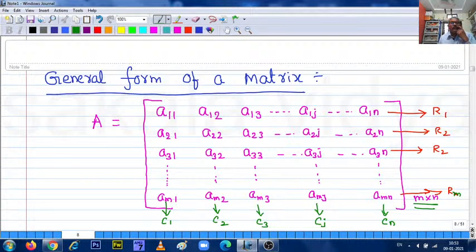So that means first row elements are A11, A12, A13 and A1n. Similarly first column A11, A21, A31 and Am1. So now nth column A1n, A2n, A3n, Amn, like that you can write. What do you mean by A23, for example? A23 means this is the element in second row and third column.